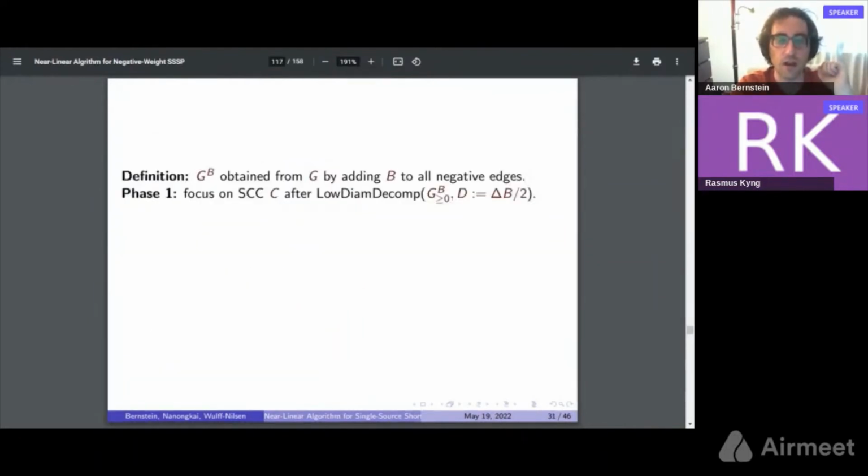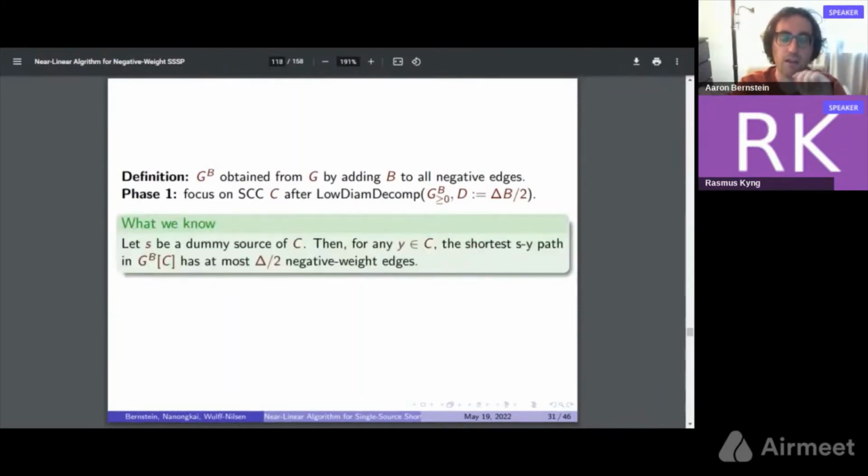So again, we're going to focus on a single SCC after we do this low diameter decomposition. And the parameter now is delta B over 2. And I claim right away that what we know is that for every vertex, the shortest path in GB has at most delta over 2 negative weight edges.